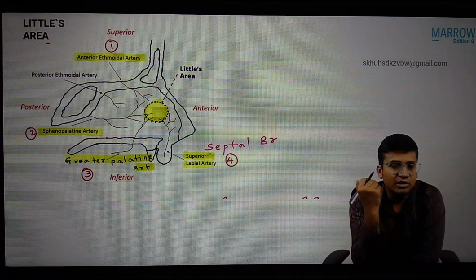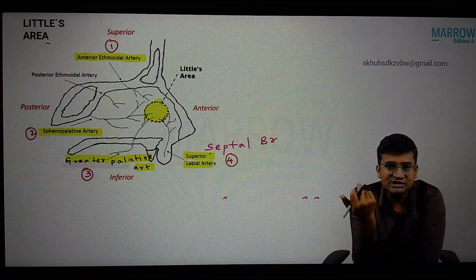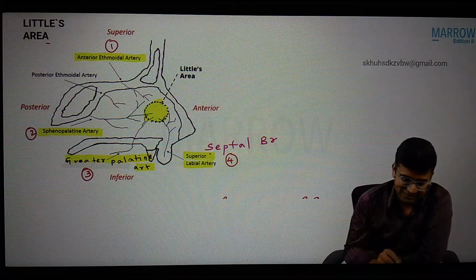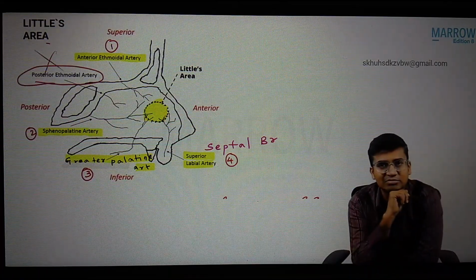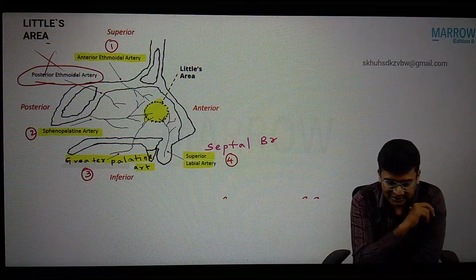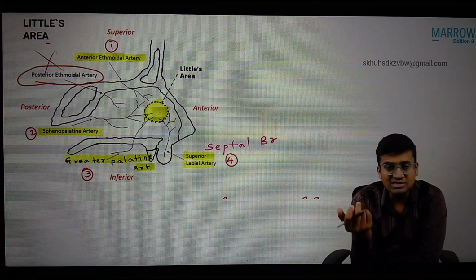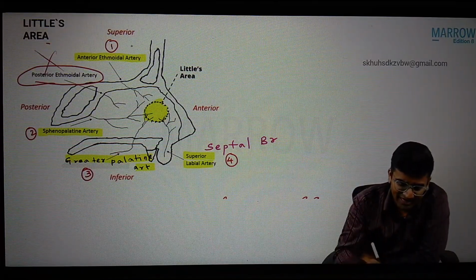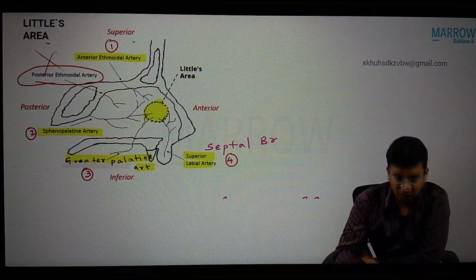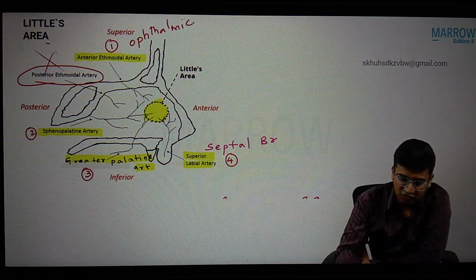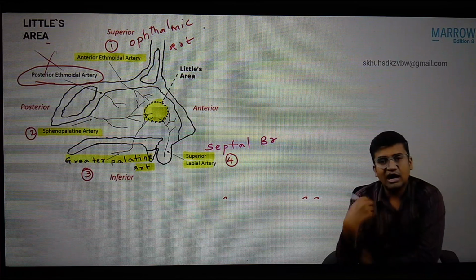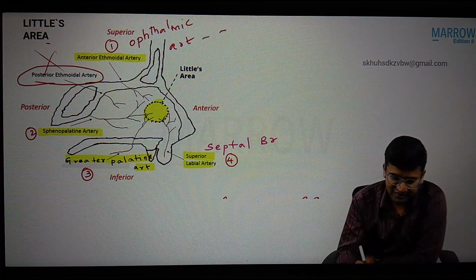Now please remember which artery is not involved in the Kiesselbach plexus. Our posterior ethmoidal artery is not involved in the Kiesselbach plexus. Okay. Now one more thing you have to know, the sources for these arteries. Anterior ethmoidal artery is a branch of ophthalmic artery. Very good. Anterior ethmoidal artery is a branch of ophthalmic artery. And ophthalmic artery is a branch of internal carotid.